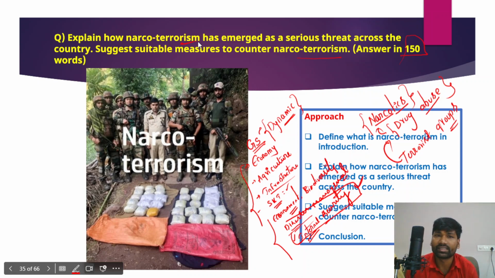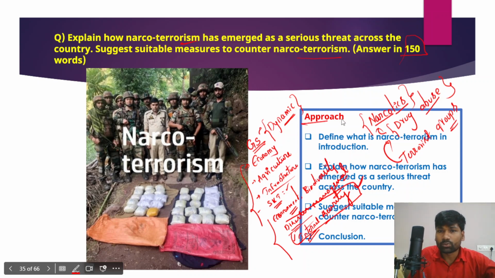In fact, in recent times, whether it is militancy in Jammu and Kashmir, insurgency in the northeastern part of India, or left-wing extremism in India, all these organizations or militant groups have links with the narco trade, and this is known as narco-terrorism. Without any doubt, it has emerged as a serious threat across the country, and in this context we must suggest suitable measures to counter narco-terrorism in India.